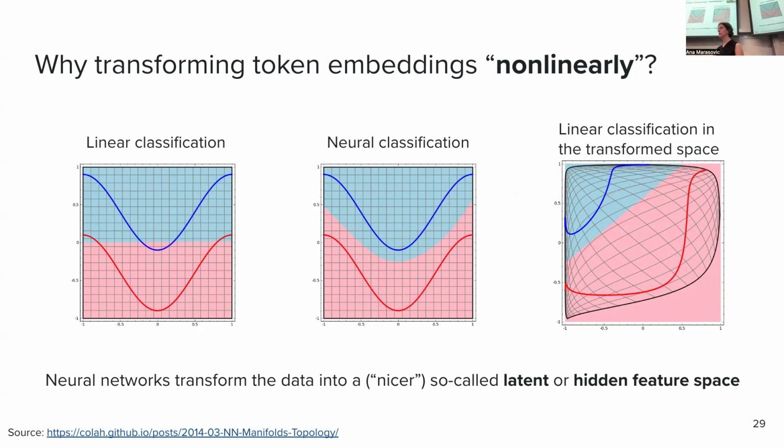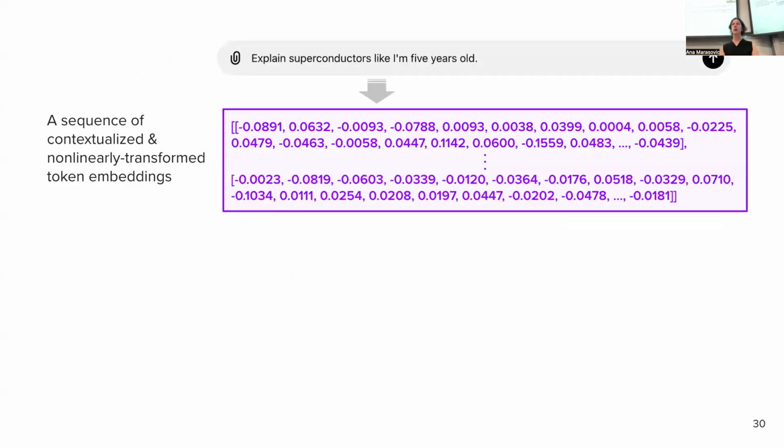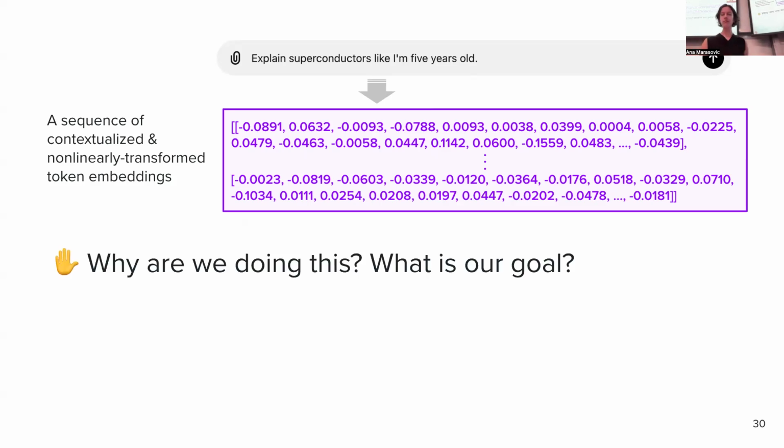That's the idea of deep learning: transforming your vectors into this hidden or latent feature space, and then doing linear decision-making there. And that's what we are going to be doing as well with our high-dimensional embeddings. All right, so far we had a prompt, and we ended up with a sequence of high-dimensional vectors that are contextualized with respect to each other, and they are non-linearly transformed.